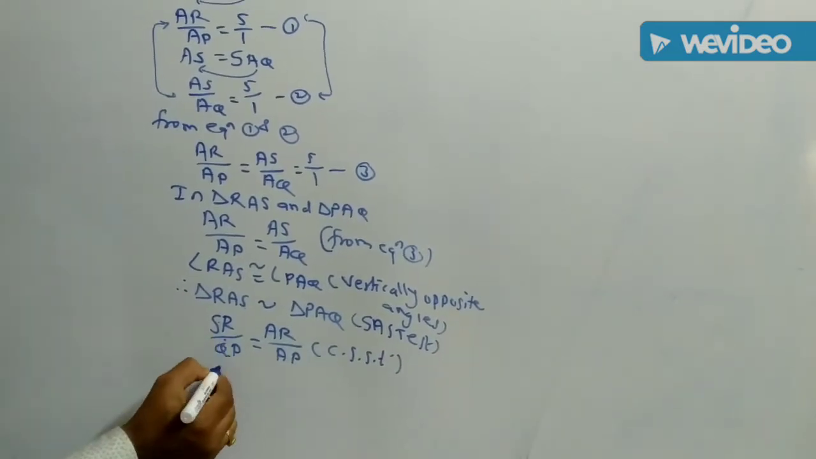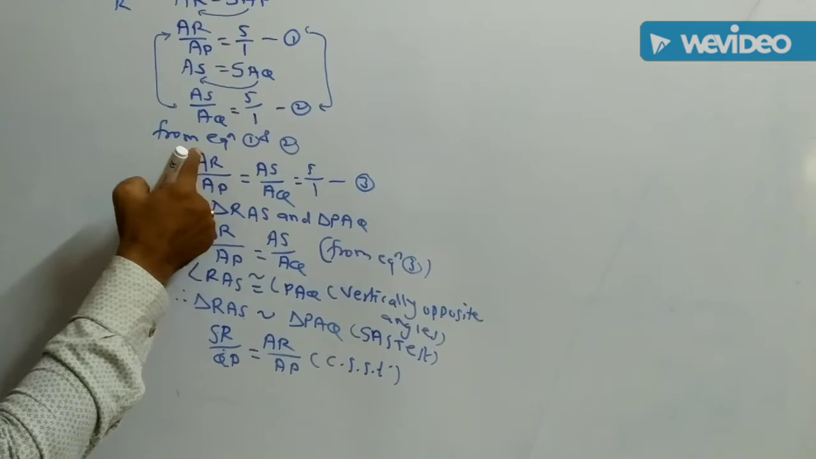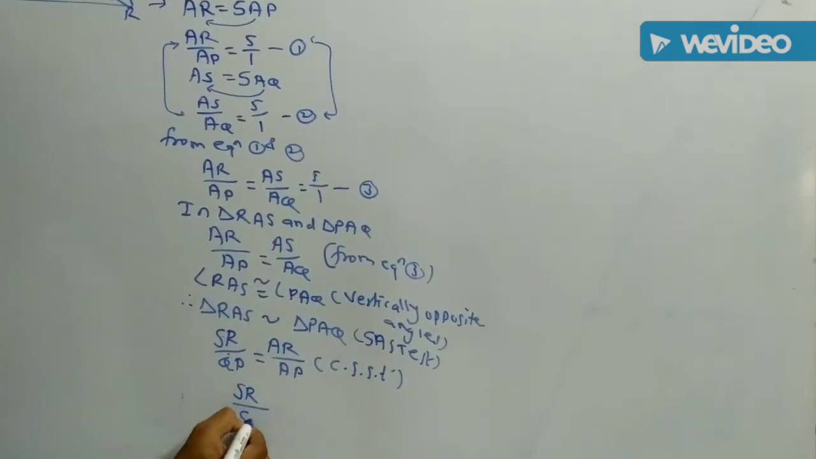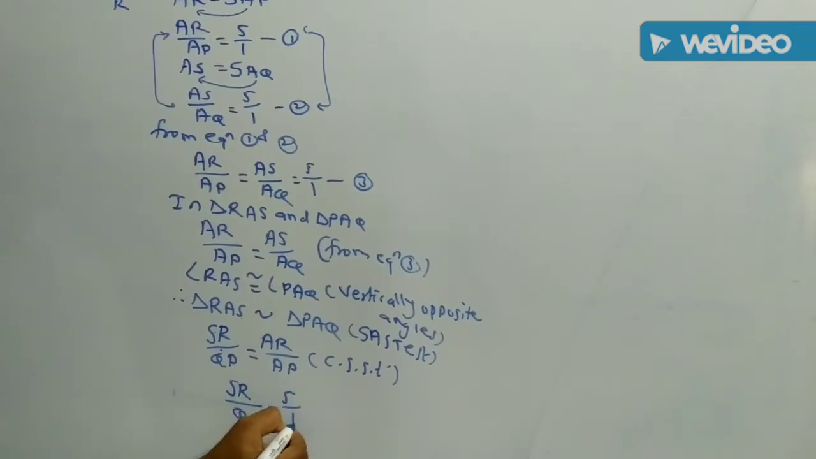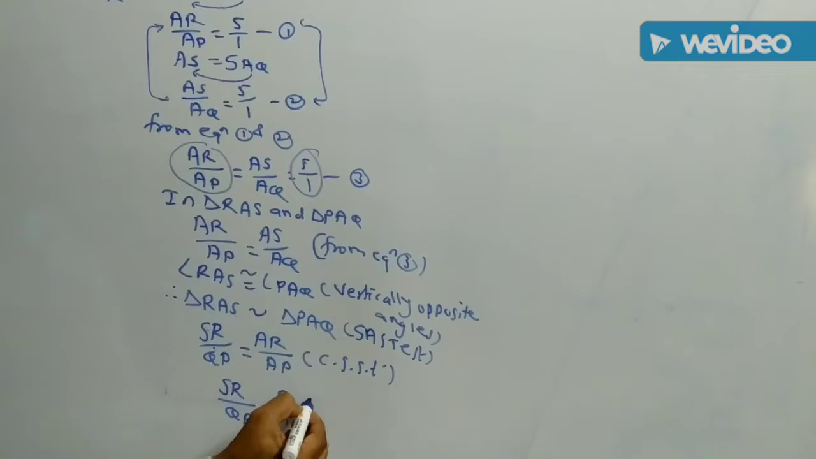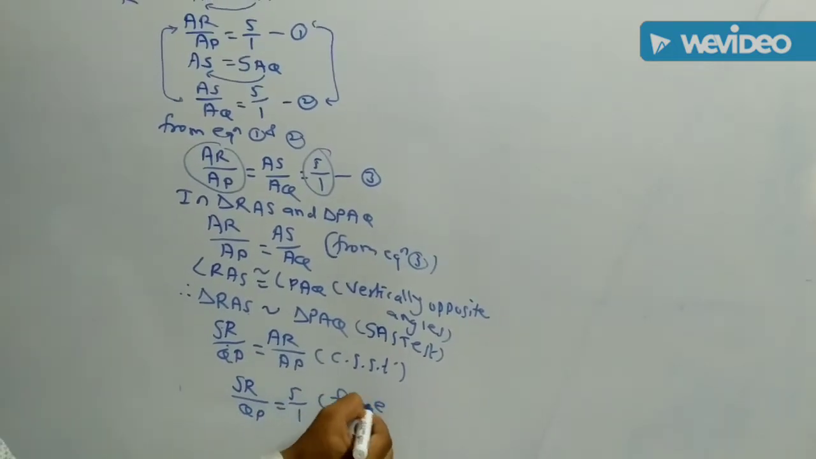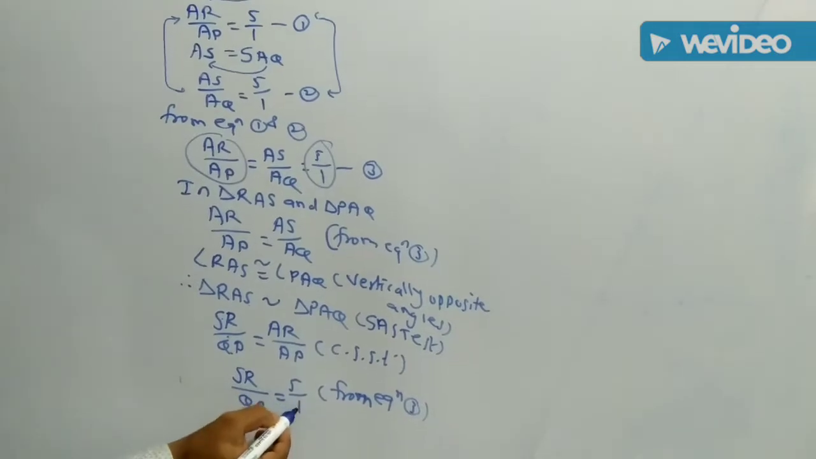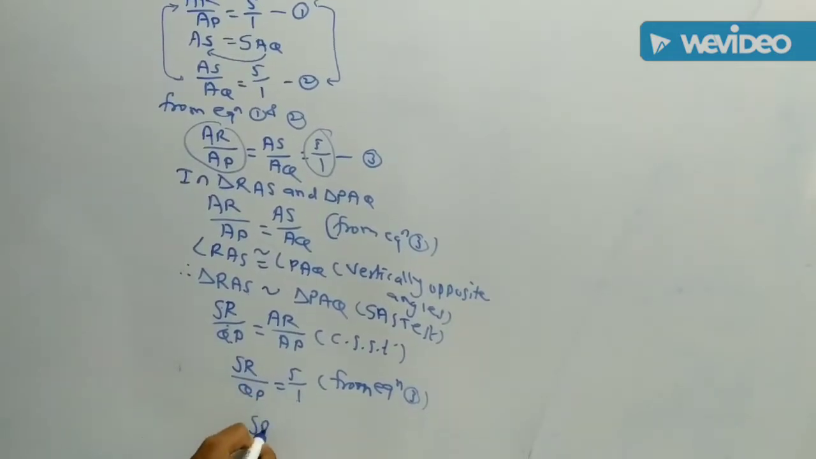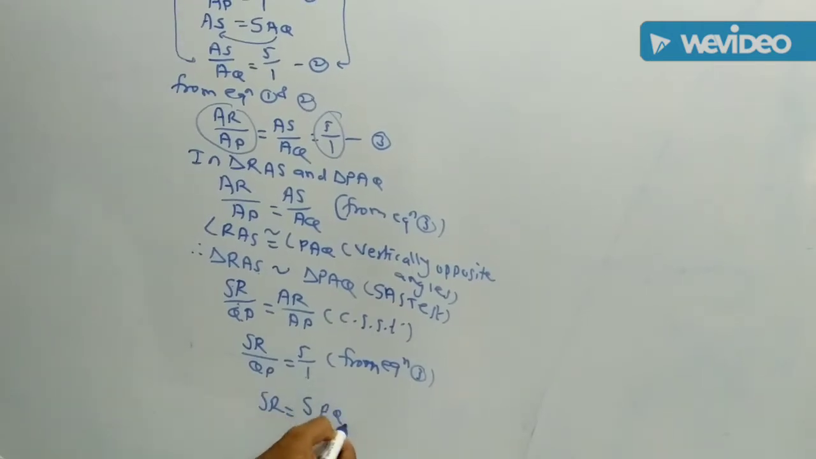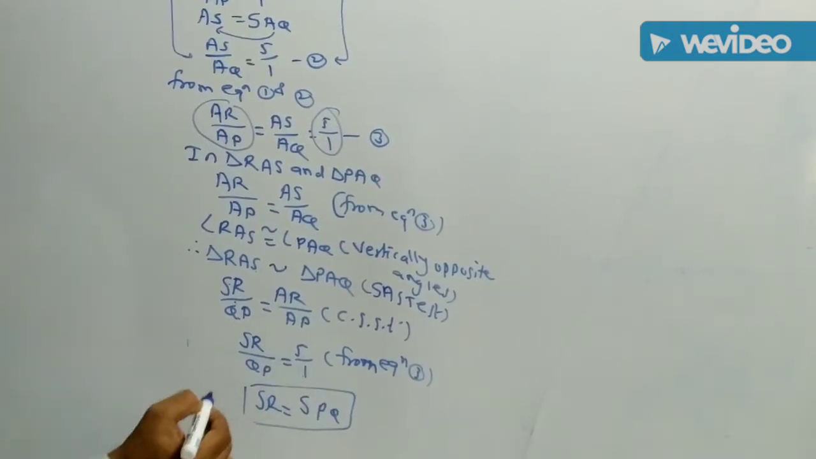Now from equation 3 we can take AR upon AP as 5 upon 1. Therefore SR upon QP is equal to, instead of this AR upon AP I write 5 upon 1 from equation 3. Now by taking cross multiplication, SR into 1 is SR, 5 into PQ or QP, that is 5 PQ, which we have to prove.